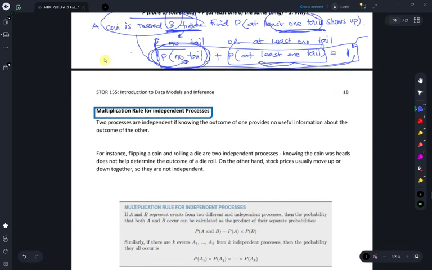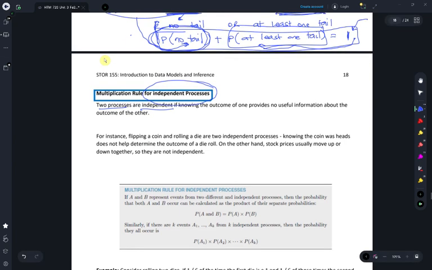With that said, let's go on to independent events. You'll recall that two events or processes are independent if the occurrence of one has no bearing on the occurrence of the other. So if I flip two coins, the outcome on one coin is independent of the outcome on the other. Or if I flip a coin and roll a die, the outcomes are definitely independent of each other.